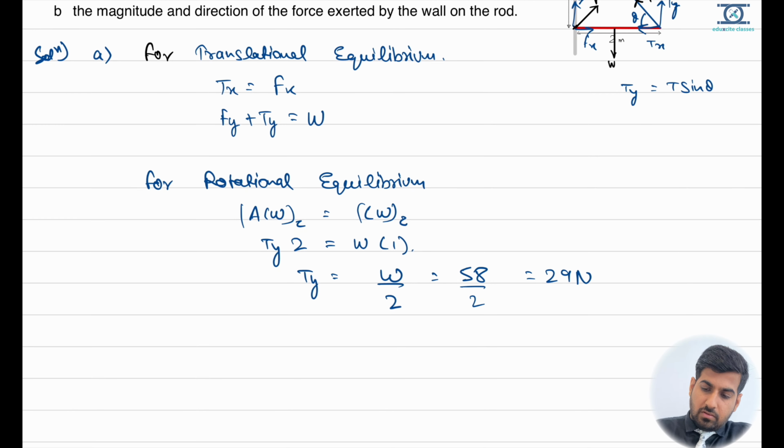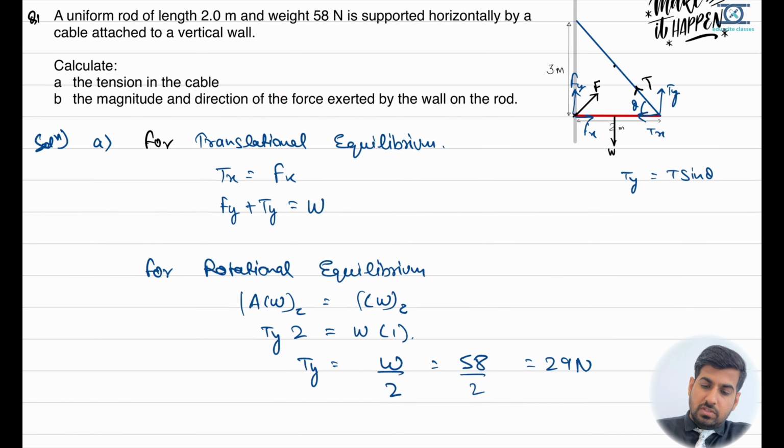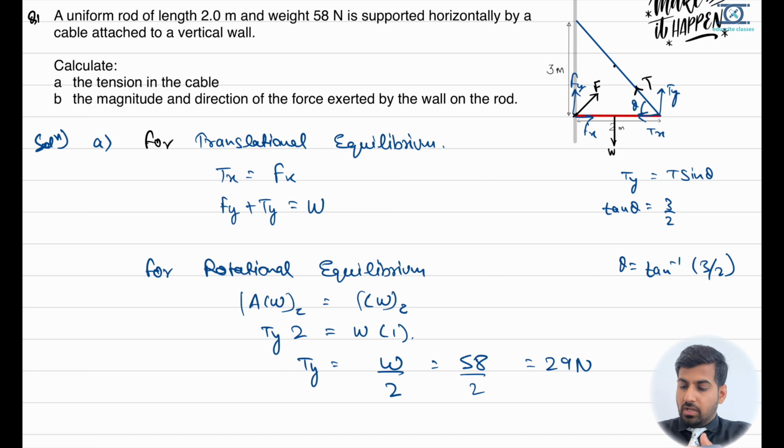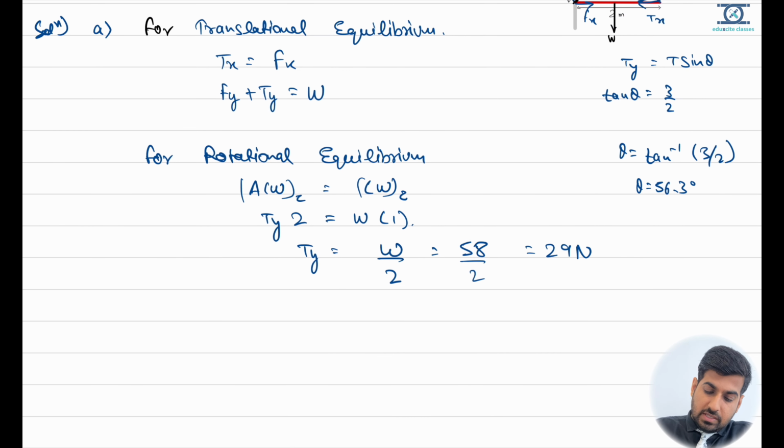If I want to find theta, we can use this: this is 3, this is 2, so tan theta is 3 by 2, so theta will be tan inverse of 3 by 2. If you do tan inverse of 3 by 2 on the calculator, you will get 56.3 degrees. So theta will be 56.3 degrees.